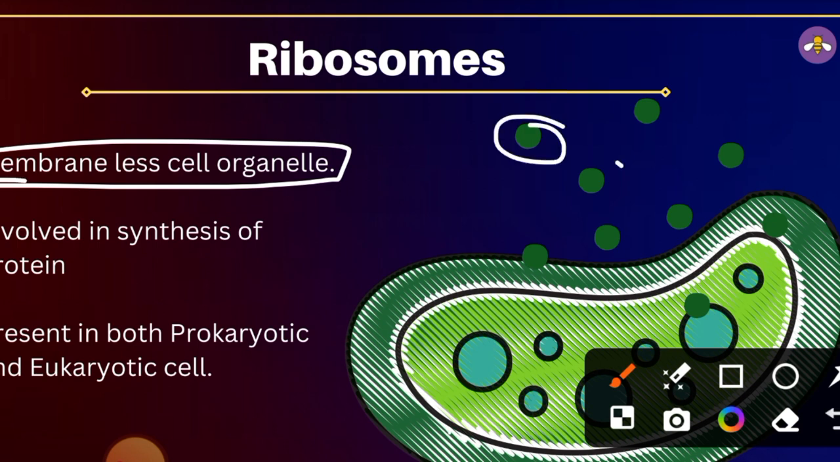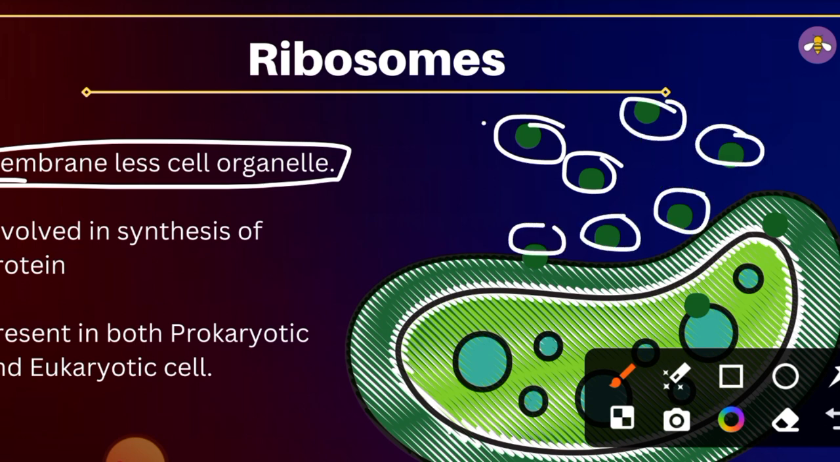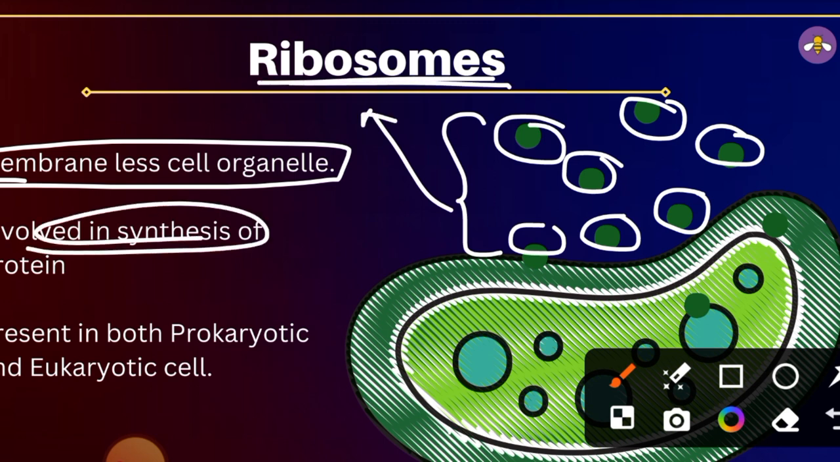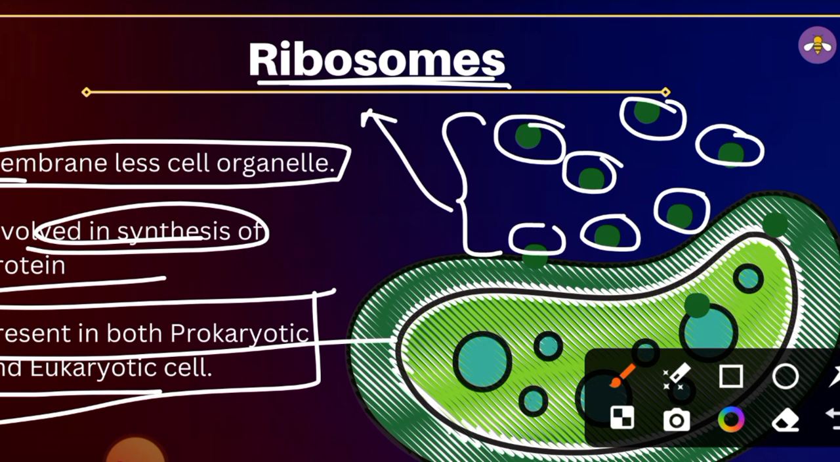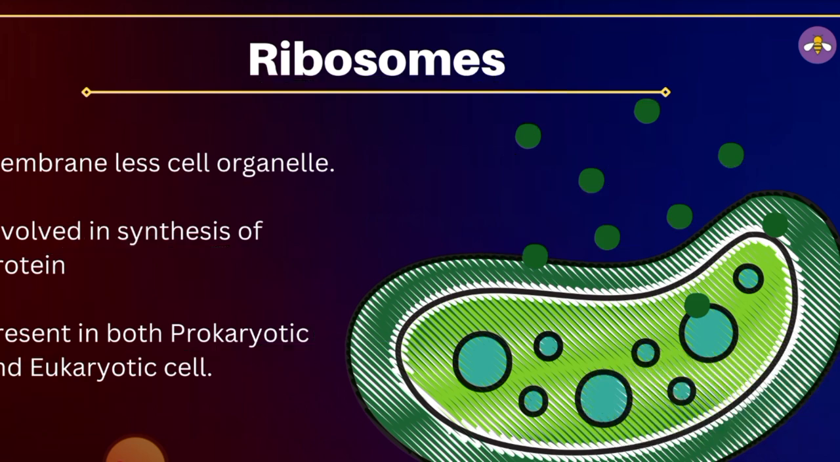Here you can see this green colored thing, and this is only known as the ribosomes. Okay, involved in synthesis of protein. They synthesize protein. Present in both eukaryotic and prokaryotic. This is the only cell organelle present in prokaryotic and eukaryotic cells both.